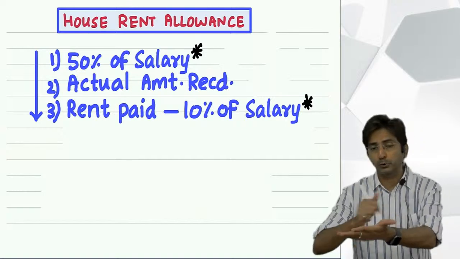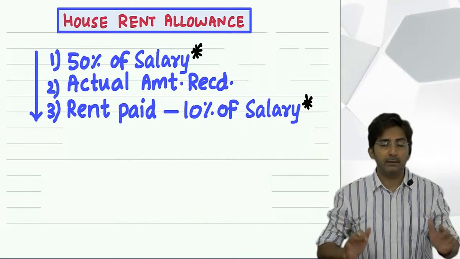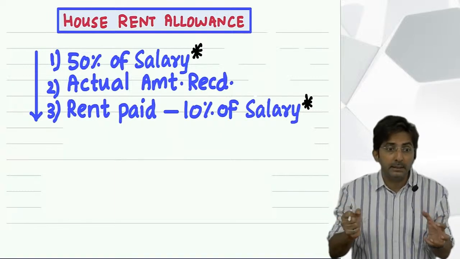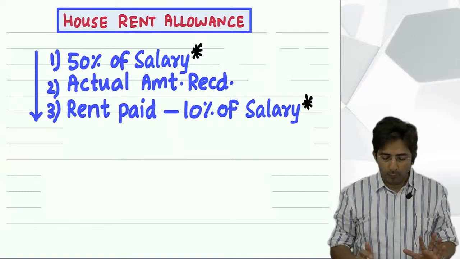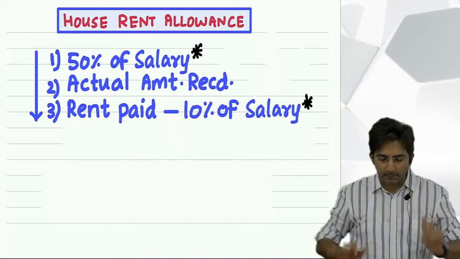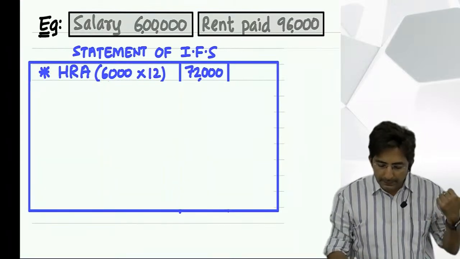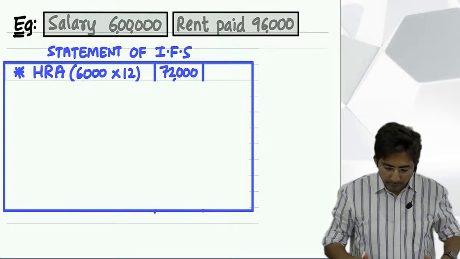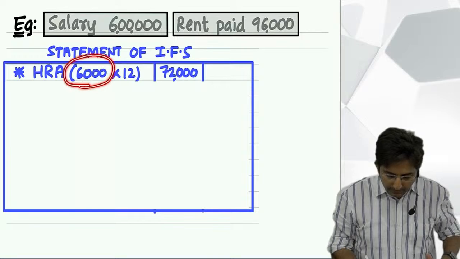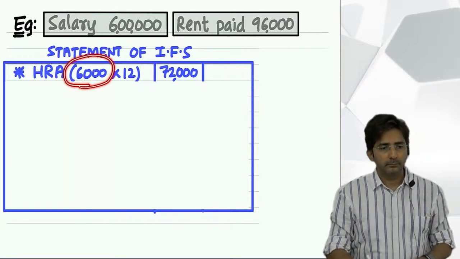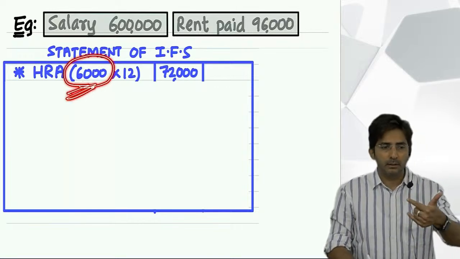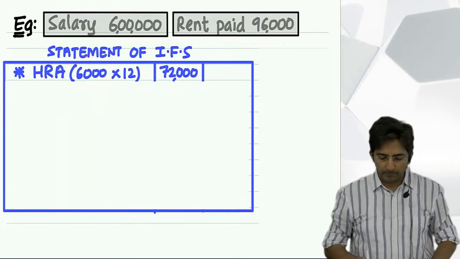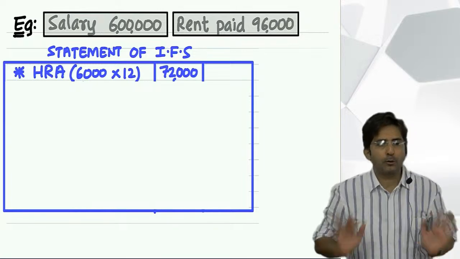First you should know how to solve, because then our half work is done. And the balance half is to explain the reason, that why. Logic part. So logic I will explain after some time. First do one thing. Directly try this one. Assume in the question, house rent allowance is given 6,000 per month. See, some amount will be given in the question. Let us see how to use the formula.